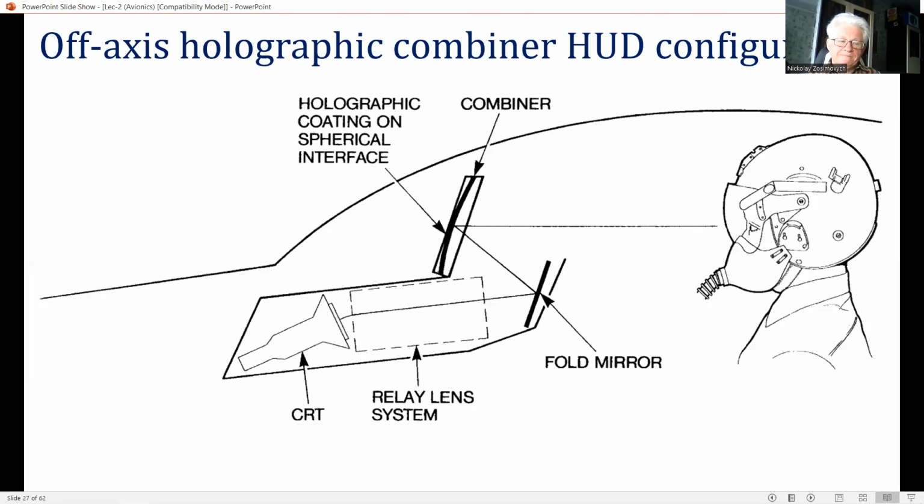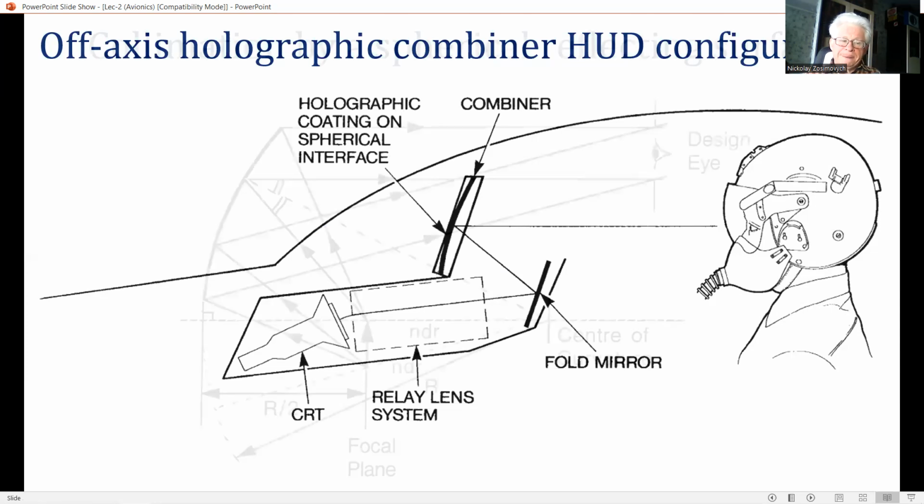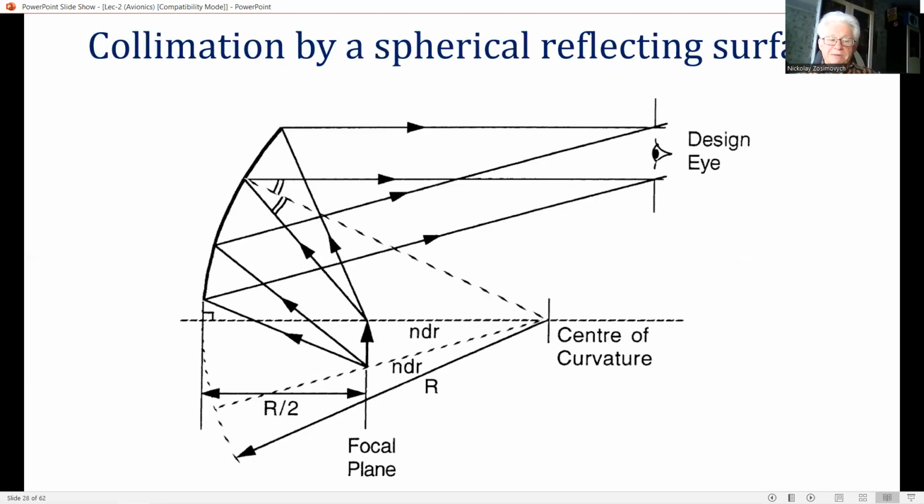The CRT display is focused by the relay lens system to form an intermediate image at the focus of the powered combiner. The intermediate image is then reflected from the fold mirror to the combiner. This acts as a collimator, as the tuned holographic coating on the spherical surface of the combiner reflects the green light from the CRT display and forms a collimated display image at the pilot's design eye position. And this figure illustrates the collimating action of a spherical reflecting surface.